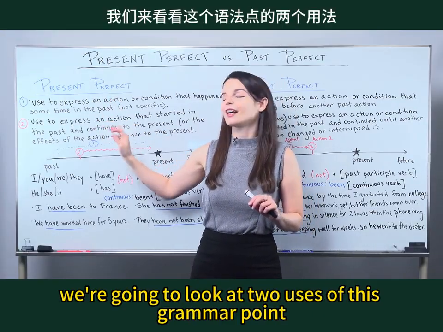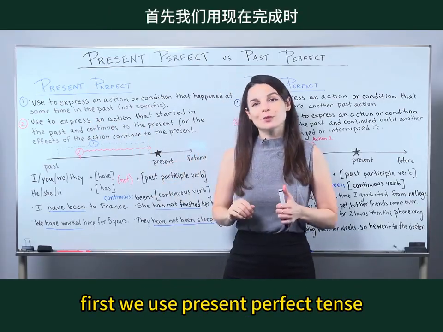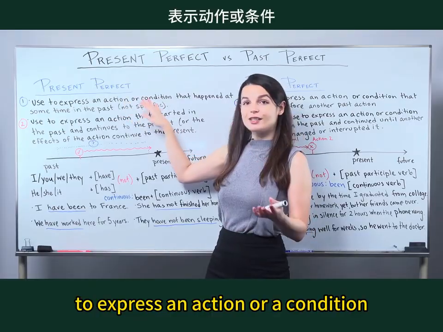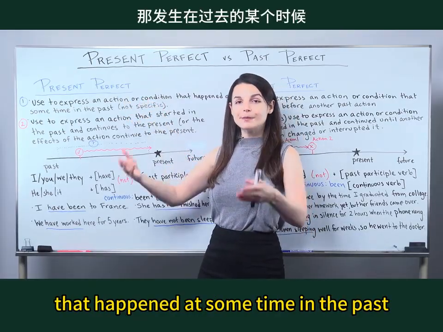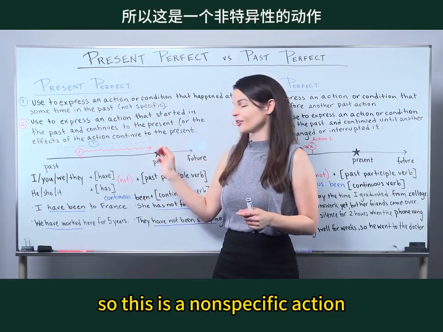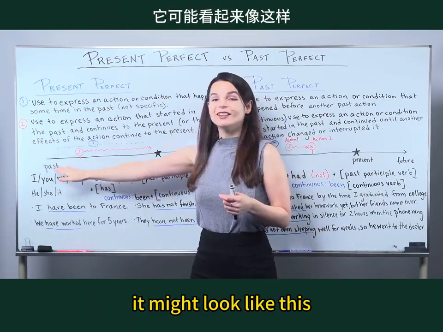We're going to look at two uses of this grammar point. First, we use present perfect tense to express an action or a condition that happened at some time in the past. So this is a non-specific action, yeah? If we imagine this on a timeline, it might look like this.